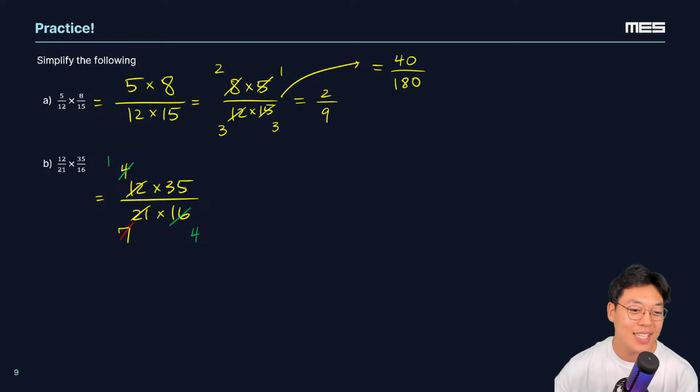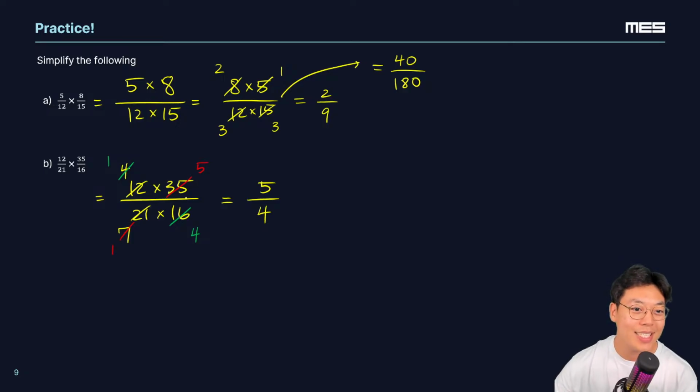Great, Chloe. 7 divided by 7 is 1. 35 divided by 7 is 5. Now I'm going to multiply across the green and red numbers. 1 times 5 is 5, and 1 times 4 is 4, giving us 5/4 as our final answer.